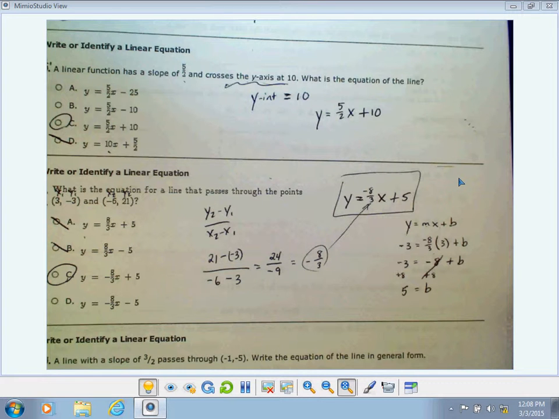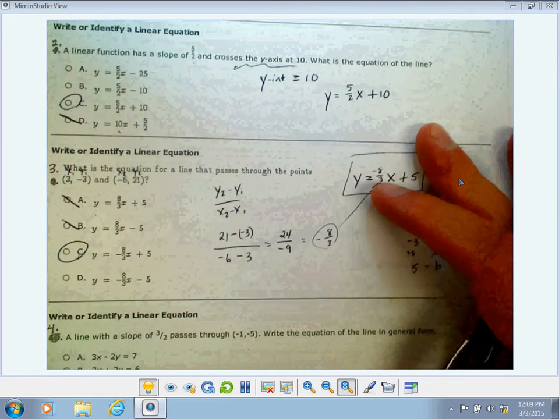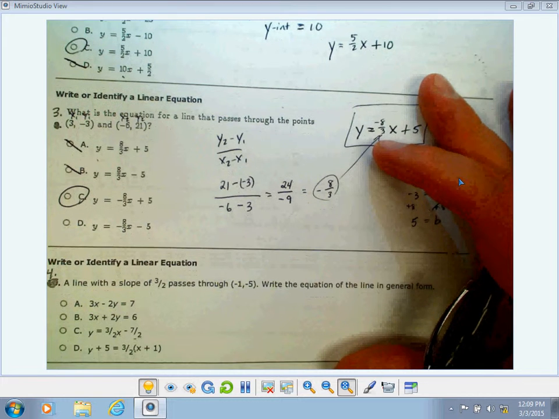Now that one takes the most work out of all of them, but that's because you're not given anything other than just a pair of points. But see, this is what we've been working on in class. We've actually been working on the hardest ones. So some of the keystone ones they give you are actually a lot easier than some of these things we've been doing in class. Alright, let's go to the last one.